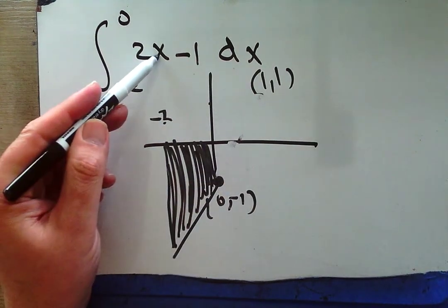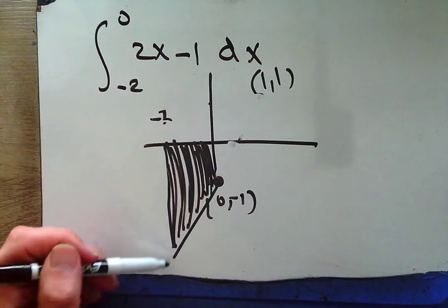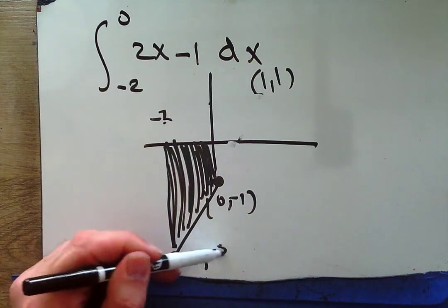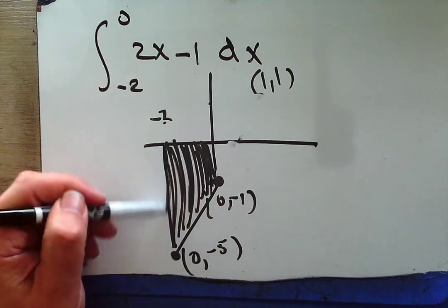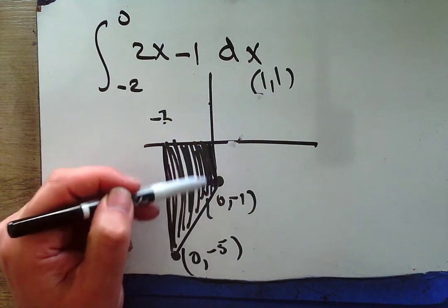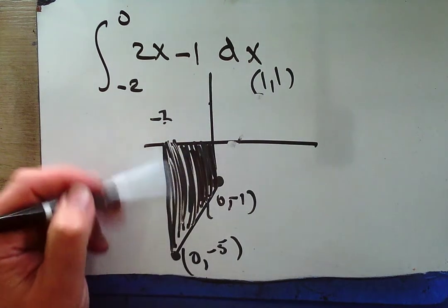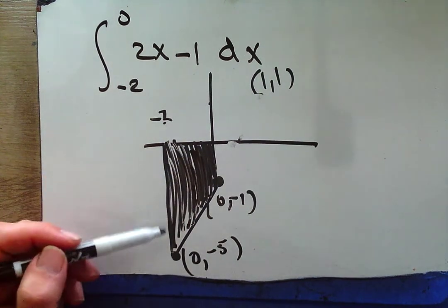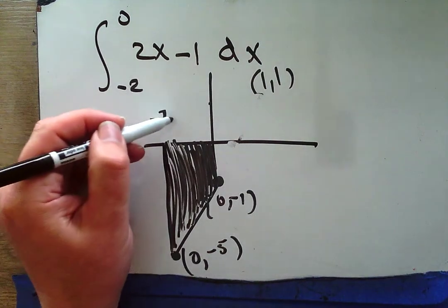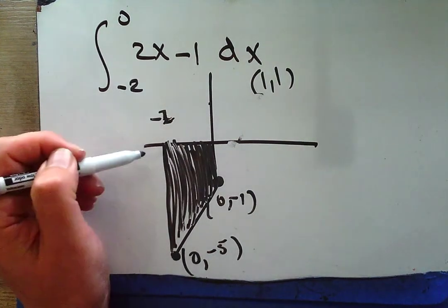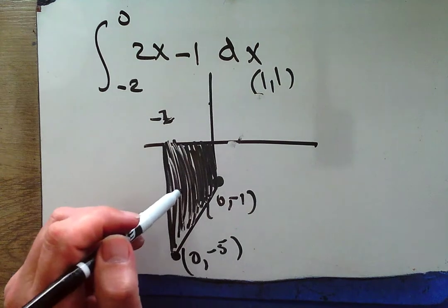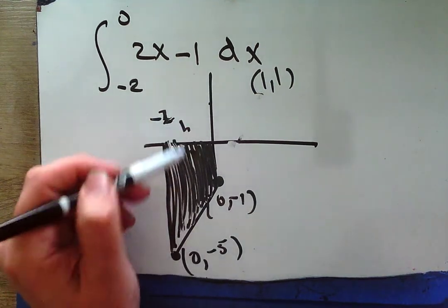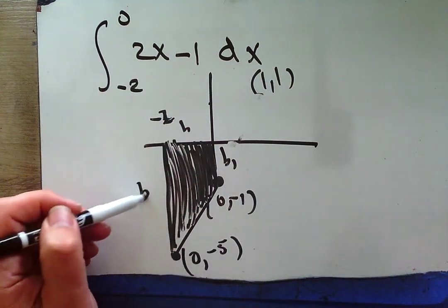If I plug a negative 2 in here, I get negative 4 minus 1 is negative 5. So, what shape do you see? Please don't tell me you see a square and a triangle, or a rectangle and a triangle. You can. You'll get the same answer, but I really like you to see a trapezoid here. Here's the height. Here's base 1. Here's base 2.